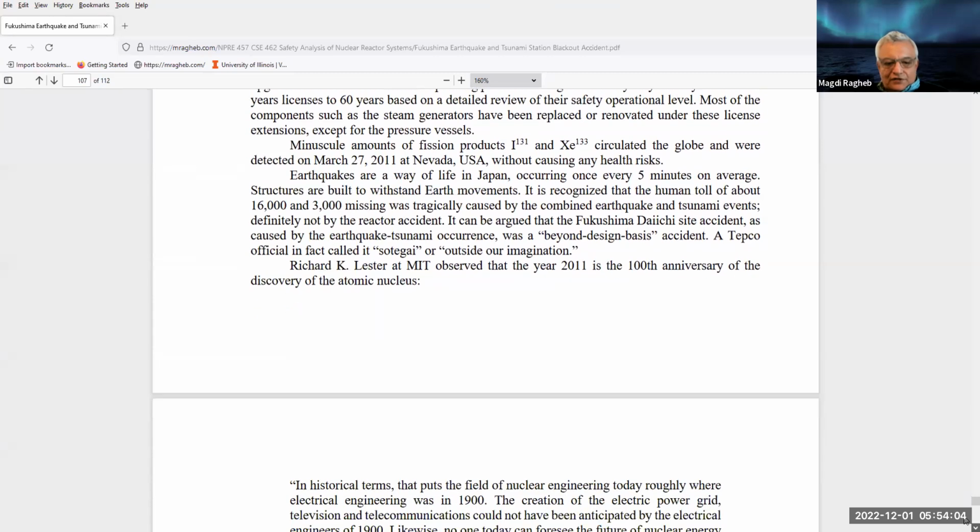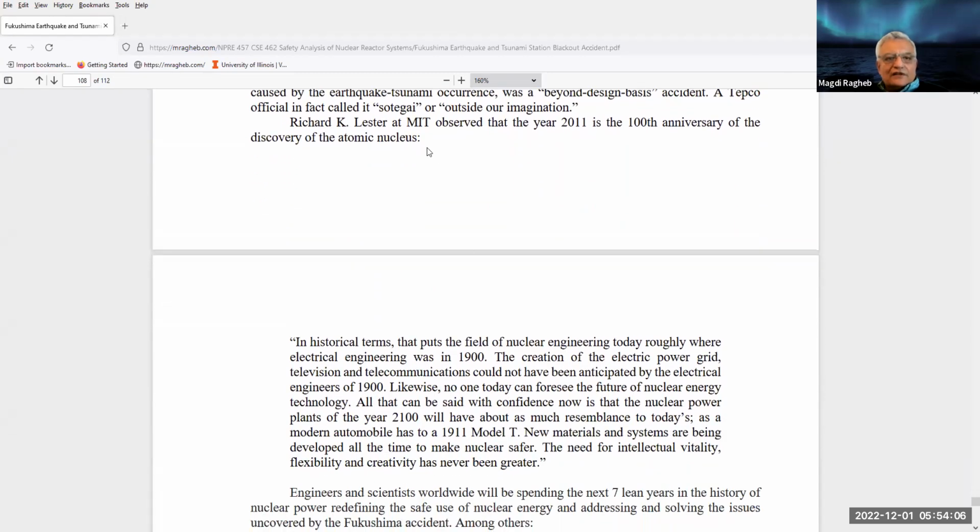And I would like to just finish here by quoting Professor Lester from MIT. He says, in historical terms, that puts the field of nuclear engineering today roughly where electrical engineering was in the 1900s. The creation of the electric power grid, television, and telecommunication could not have been anticipated by the electrical engineers of the year 1900. Likewise, no one today can foresee the future of nuclear energy technology. All that can be said with confidence now is that the nuclear power plants of the year 2100 will have about as much resemblance to today's as a modern automobile has to a 1911 Ford Model T.